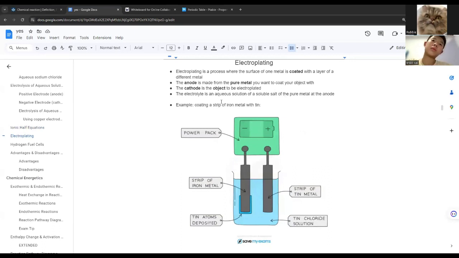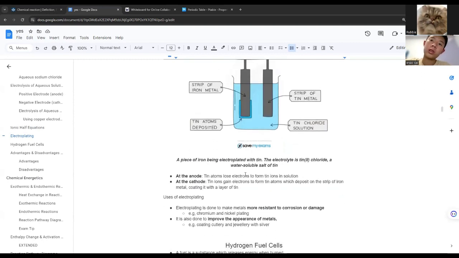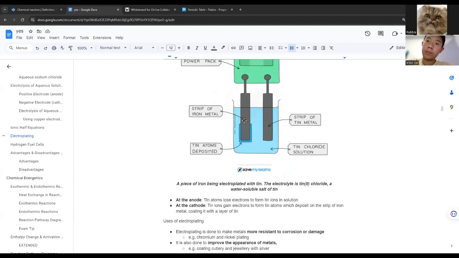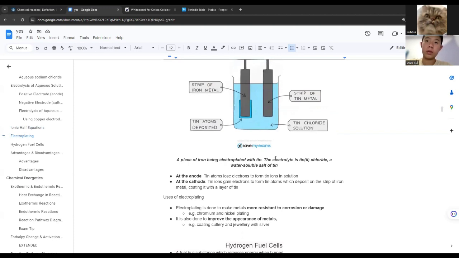Okay, putting a strip of iron metal with tin. The strip metal is the anode, the pure metal, and the object you want to electroplate is the cathode. Okay, a piece of iron being electroplated with tin. So the iron on the surface will have the properties of tin, look like tin. So at the anode, tin loses electrons to form tin ions in the solution. So tin will break down.